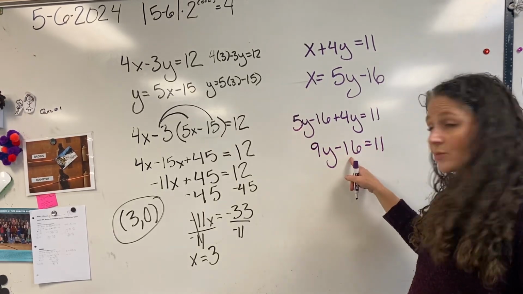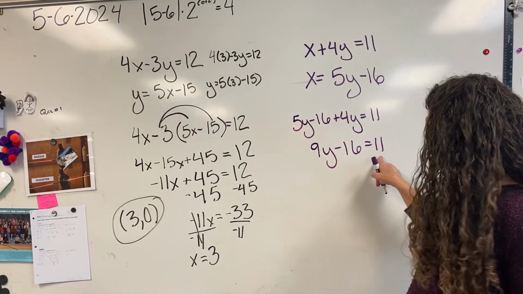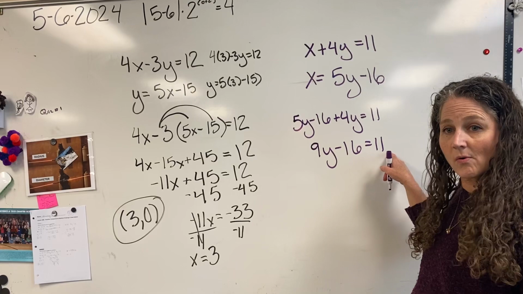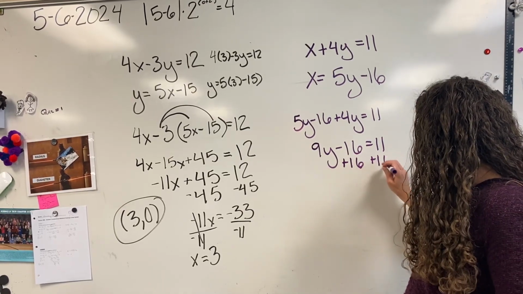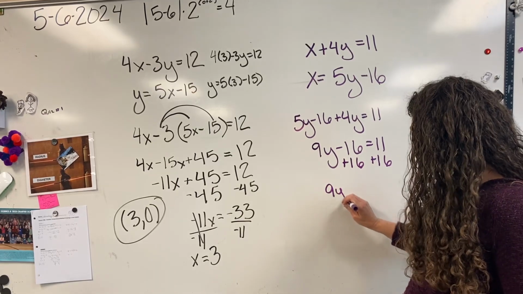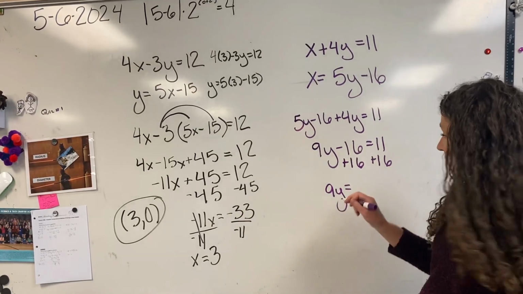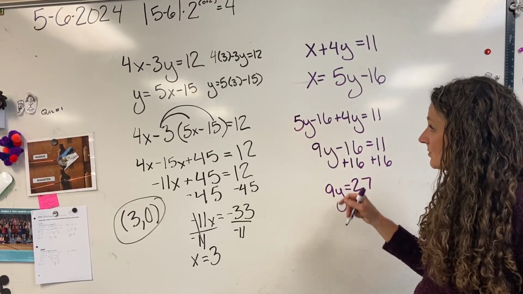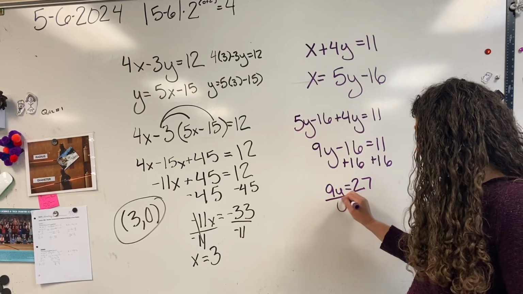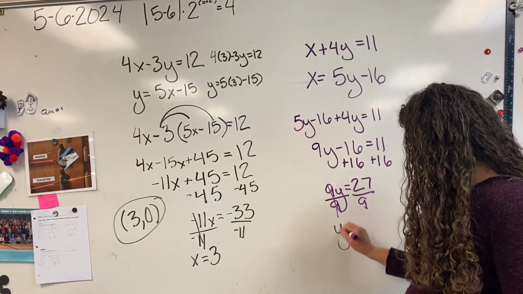And now, Jaden, what do we want to do with this 16? We want to combine it to the 11. How are we going to get that over there? Plus 16 on both sides. So we have a 9y. What's 11 plus 16? 27. How do I get rid of this 9? Divide by 9. Divide that 9 away, and we get y equals 3.